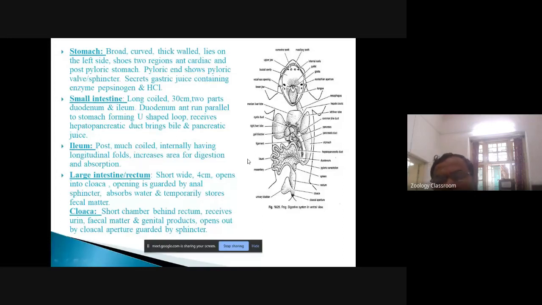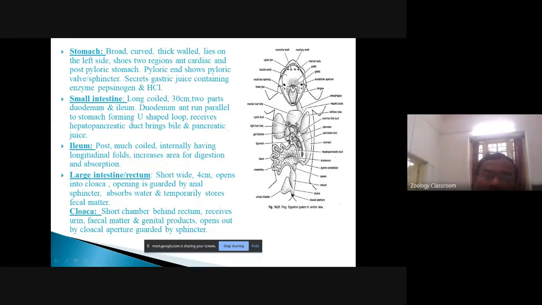It is coiled, and internally, if you see the internal structure in the transverse section, you know that four layers are present. The outer layer is called the serosa. Inside the serosa, there is a muscular layer. Again, there is the submucosa, and the innermost layer is called the mucosa. So this mucosa layer is in contact with the food material. The internal lining shows longitudinal folds, which increase the area for digestion as well as for absorption.